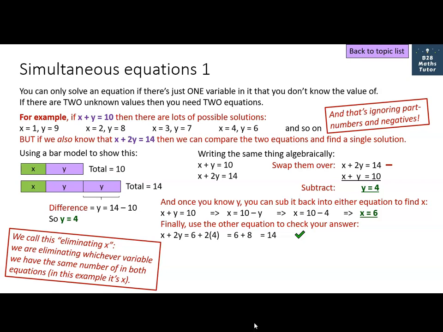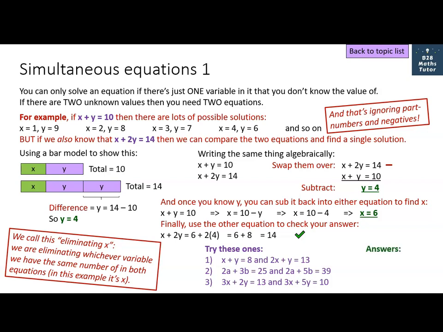Now some for you to have a go at. Pause the video, work out your answers, and press play when you're ready to go through them. And the answers. For number 1, x is 5 and y is 3. For number 2, a is 2 and b is 7. And for number 3, x is 5 and y is negative 1.